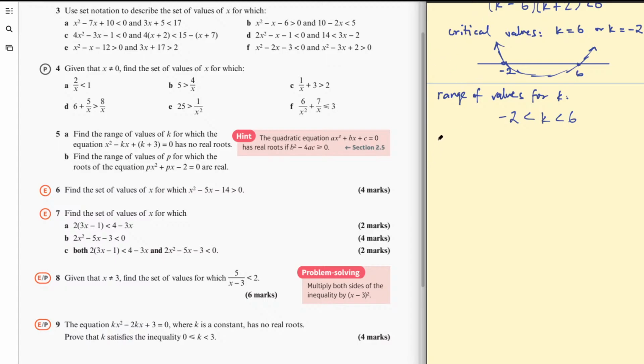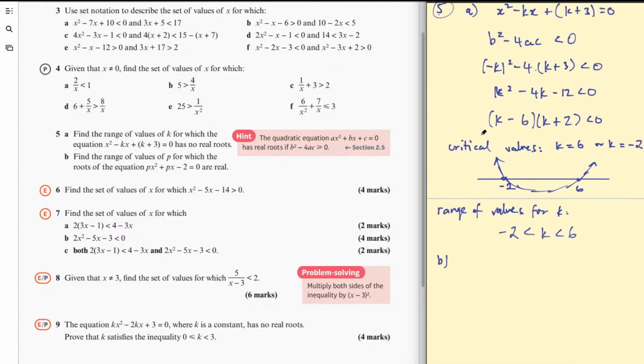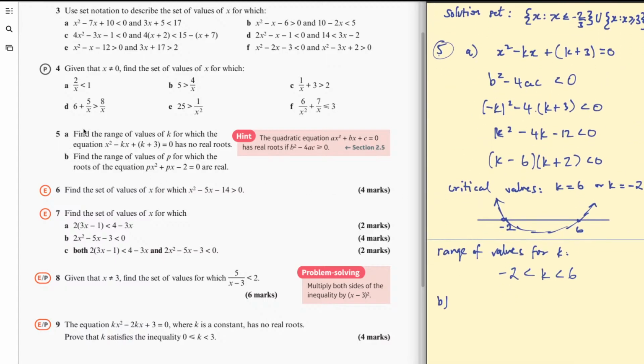Part B, if there's something that's not quite making sense, feel free to just point it out. Okay, so let's go over this one again. Basically, you're given a quadratic with some unknown in it, k, and k could be anything, right? But they give you a condition. They say this quadratic has no real roots. This means that the discriminant b squared take 4ac is less than 0.